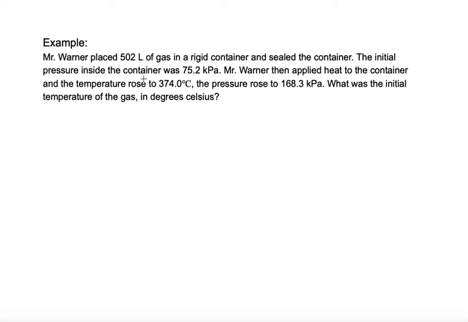Let's take a look at the info that's in here. We have a volume. The volume is 502 liters, but it says it's a rigid container, so this is going to stay constant. We're not going to change that because it's in a rigid container, so we don't need to do anything with the volume. We can just work with our pressure info and our temperature info. Our first pressure condition was 75.2 kPa. Then it gave us the temperature that it rose to, so that's our second temperature.